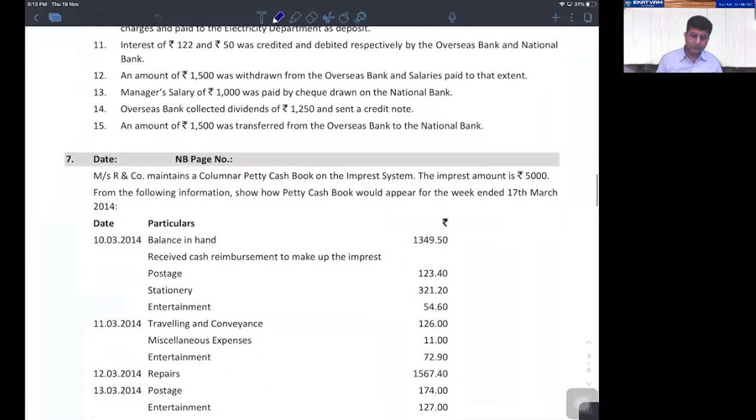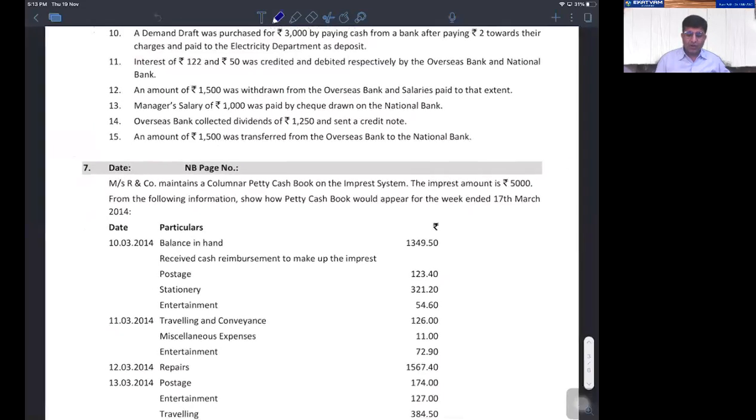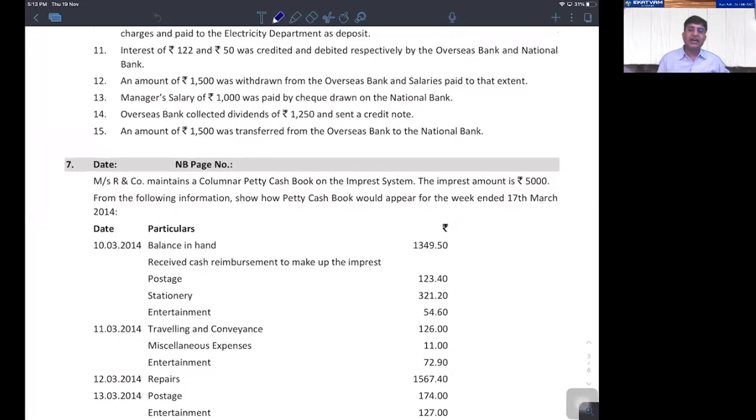Next one. Interest of 122 and 50 credited and debited respectively by the overseas bank and national bank. Now, respectively means what? Those individual banks have done it separately. So this 122 is credited by overseas bank to you, whereas this 50 is debited by national bank. बैंक ने आपसे 50, आपको 50 रुपए डेबिट किए, मतलब बैंक ने आपसे पैसा लिया.